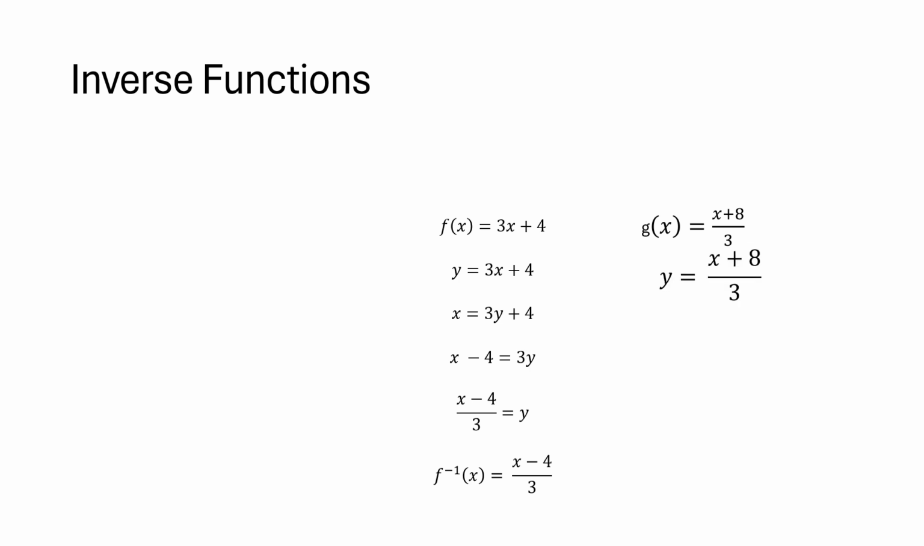Y equals (x plus 8) divided by 3. Swap x and y. X equals (y plus 8) divided by 3. Rearranged, 3x equals y plus 8. 3x minus 8 equals y. So, g inverse of x equals 3x minus 8.